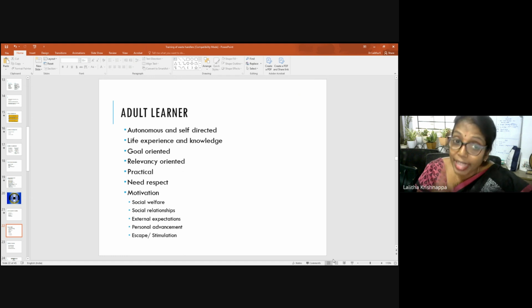And they are goal oriented. If they are attending a training, health workers or whoever it is, they have something in mind. They have been asked to do it, and they are goal oriented and relevancy oriented. Only if it's relevant to them will they learn. Simply pushing some topic down to them, they will definitely not learn. And most of the time, if it is practical they will understand. If it is more of theory, they do not like it.